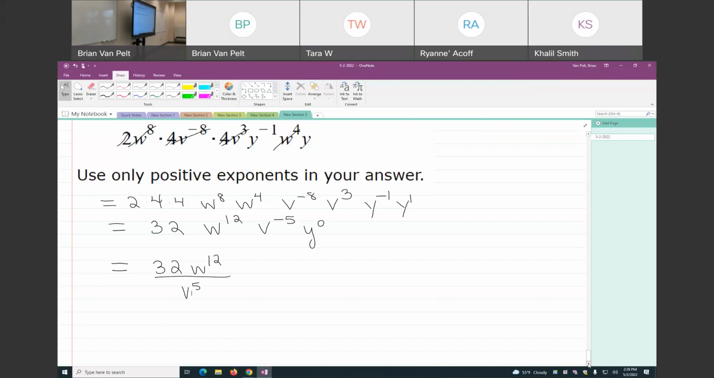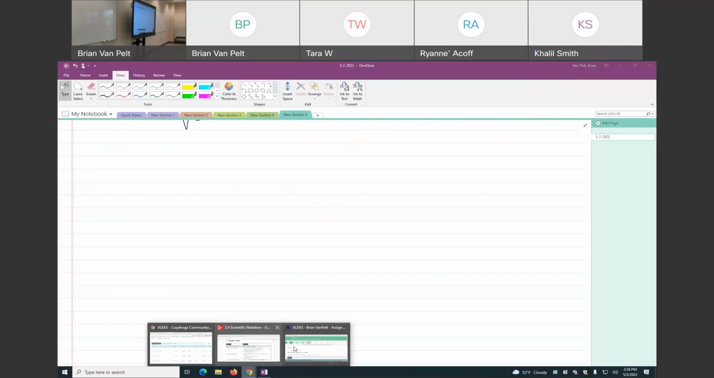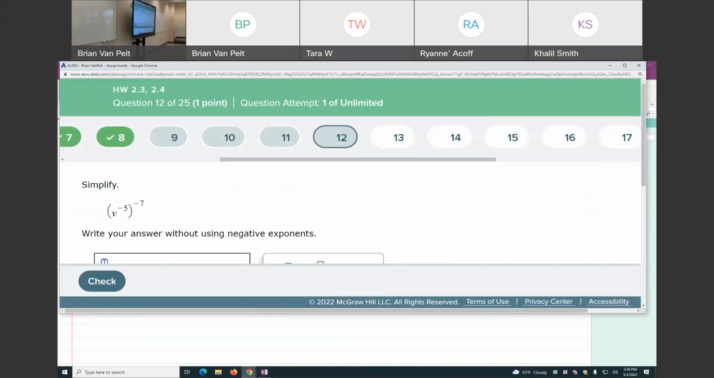Are we good with this? With the time constraint that I'm under, if you're not good with it, you'll have to contact me later. Ooh, this one shouldn't be too bad. This should be a one-step problem.